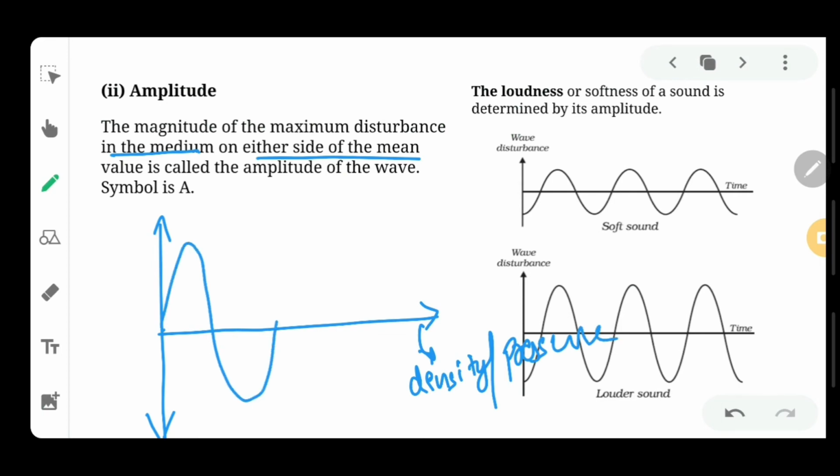Either side means upward as well as downward. There is a maximum displacement of the wave in the upside and downside. So that maximum displacement is nothing but the amplitude of a wave, or we can say the height of the wave from the mean position, or displacement of a wave from the mean position, represented by the symbol a. Just as we represented frequency with f, amplitude is represented with a, and velocity with v. So loudness and softness of sound is determined by amplitude.